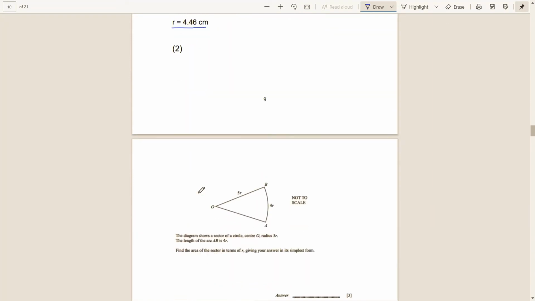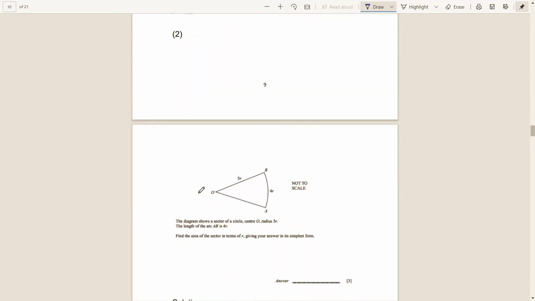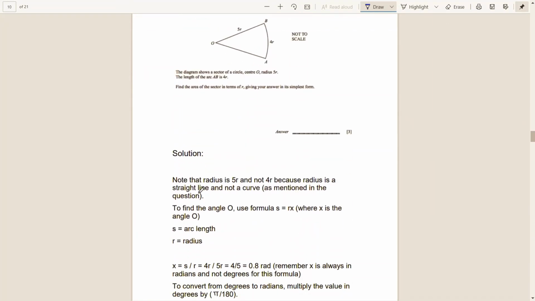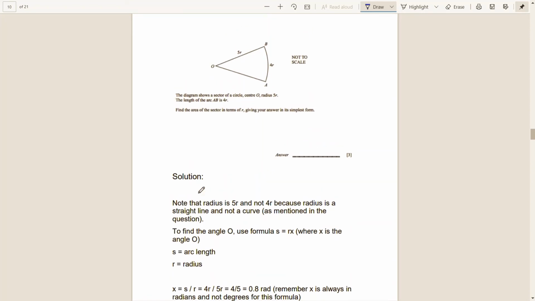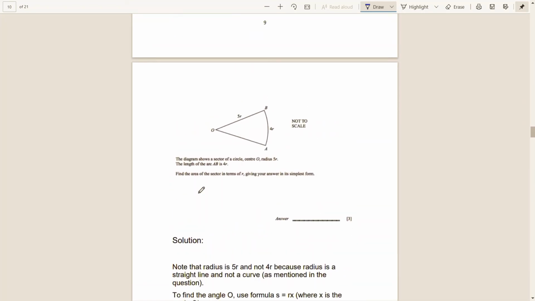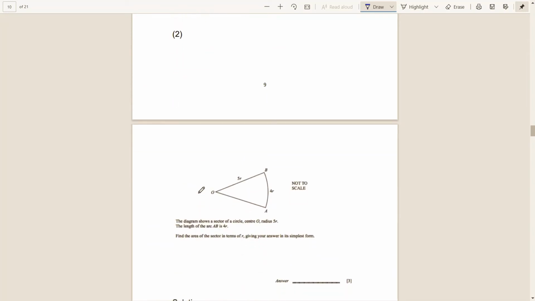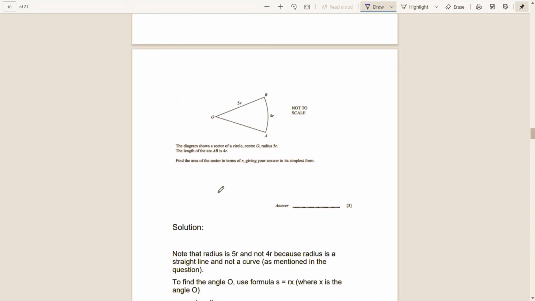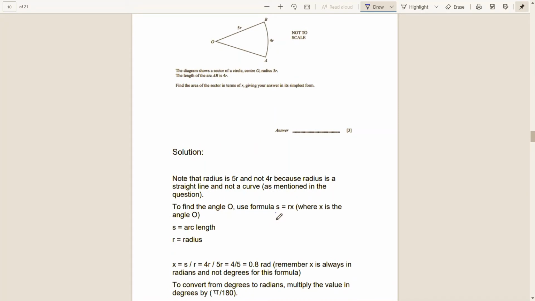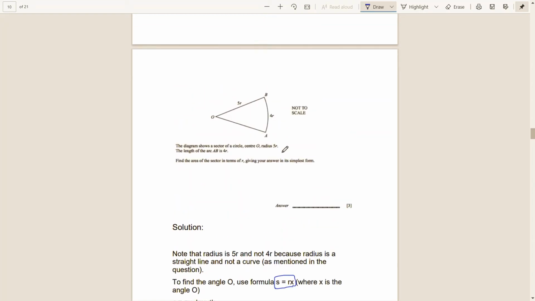Moving on to question number 2. Now this question deals with the sector of a circle, which we studied. Right, this question we will do in the end, because it's a very lengthy question and has a new formula in it. S is equal to r theta, which is also used in additional mathematics. So we'll do it in the end, or maybe in the next class, right?